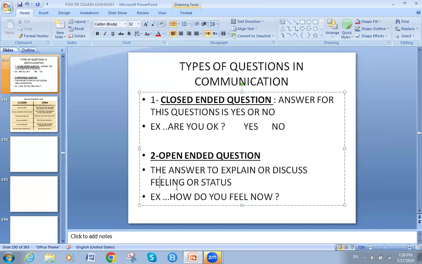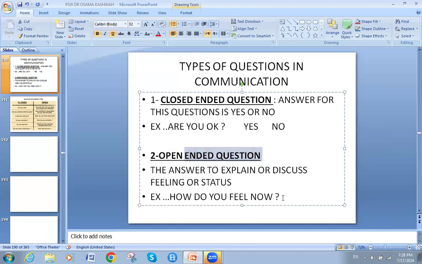For example, I will let the client talk about how far the pain is going on, how severe it is or not severe. So I will let him talk, just talk. This we call an open-ended question.